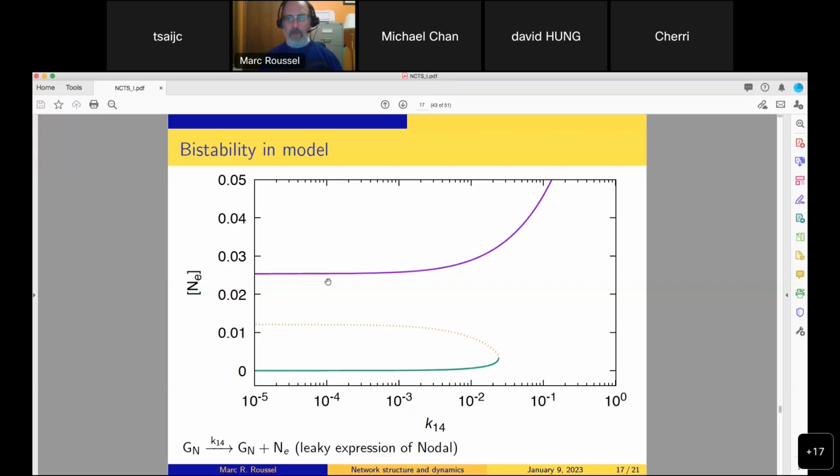And so we end up with 2 stable steady states. You can think of this one here with a low nodal concentration as the right-hand side state, and then up here the high nodal concentration is left. And if you overexpress nodal everywhere, this steady state dies and everything is left side, which is what the experiments also tell us when they overexpress nodal. So it's bistable, so that's nice.